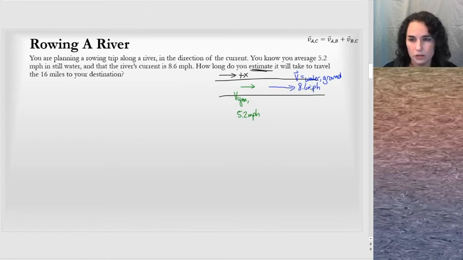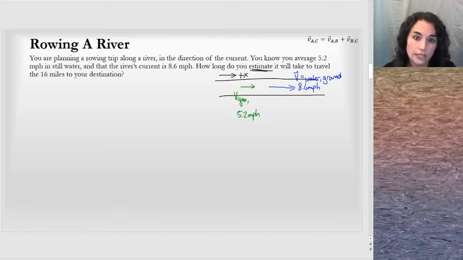Okay, so we still need another object, right? So the velocity of you with respect to still water. The river is moving, so you can't say that 5.2 is your total velocity, right? It's not with respect to the ground. Your velocity with respect to the ground is going to be both of those added together.